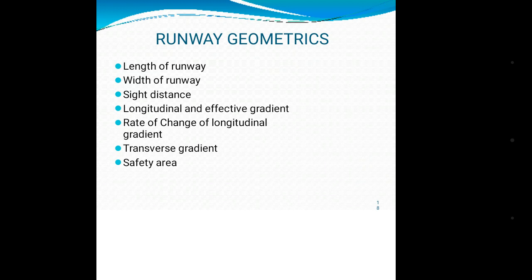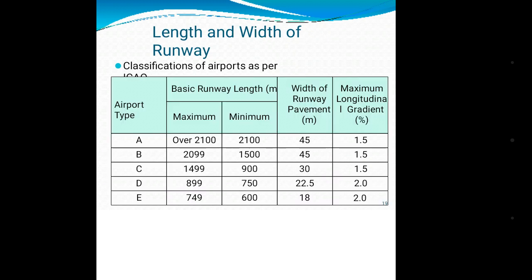The next part, which is important for runway design, is runway geometrics. In runway geometrics, one must know the length of the runway, width of the runway, side distance, longitudinal and effective gradient, rate of change of longitudinal gradient, transverse gradient, and safety area. So these are the geometrics we are going to consider as far as the runway is concerned. First, length and width of the runway. As per ICAO classification, we have 5 categories of airports, called A type, B type, C type, D type and E type.